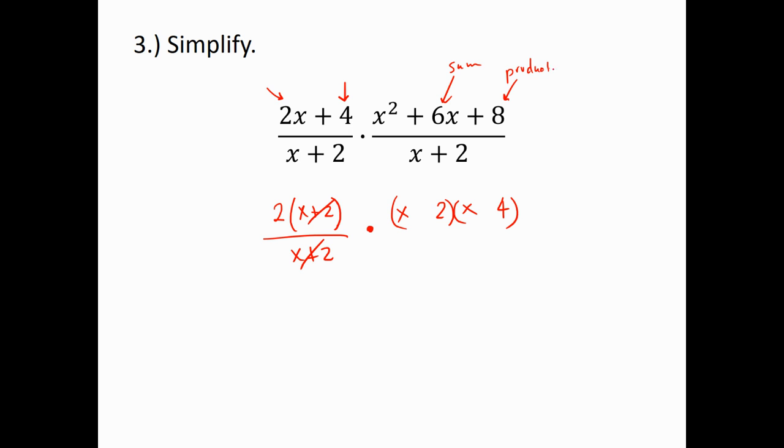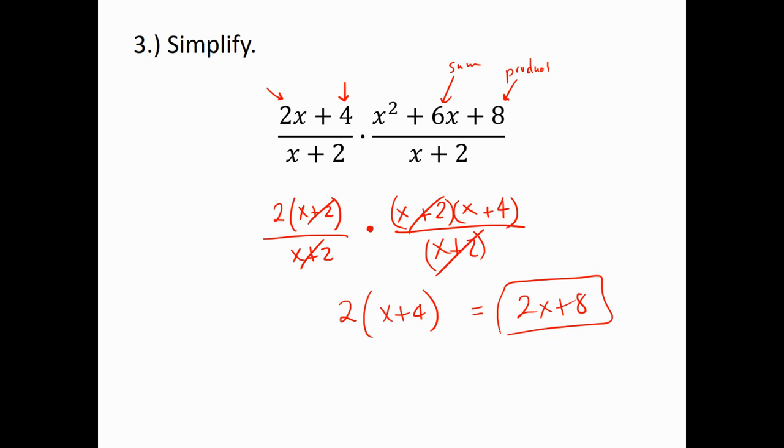Two numbers that multiply to get 8 and add to get 6, so that's the sum. The product looks like this, x plus 2 times x plus 4. And I've got another x plus 2 on the bottom that I can cancel out. And now all that's left is 2 times x plus 4, which is 2x plus 8, which would be our final answer.